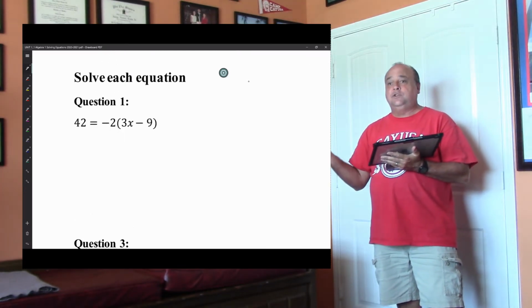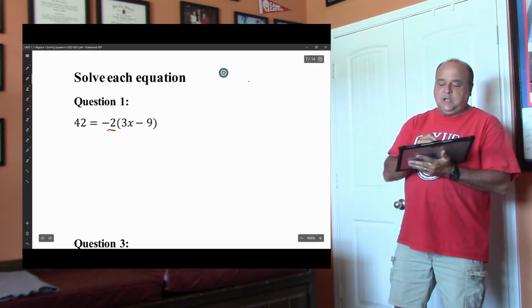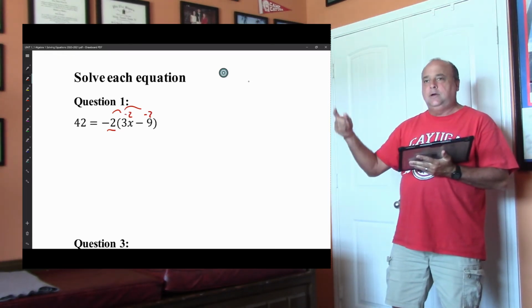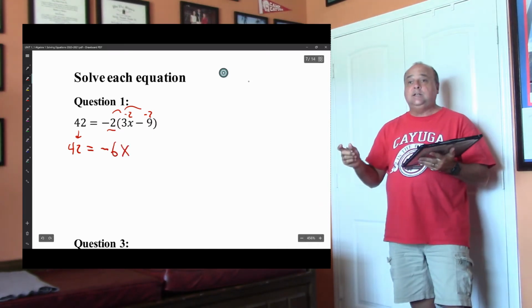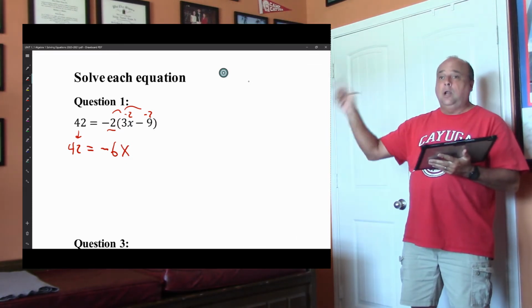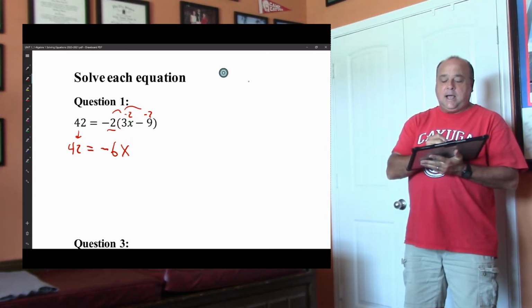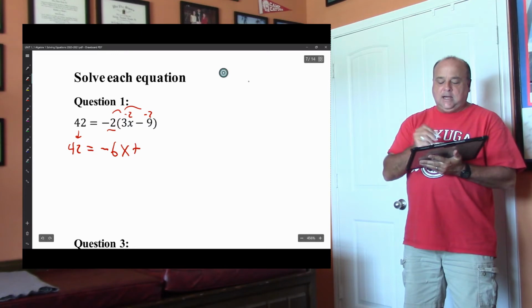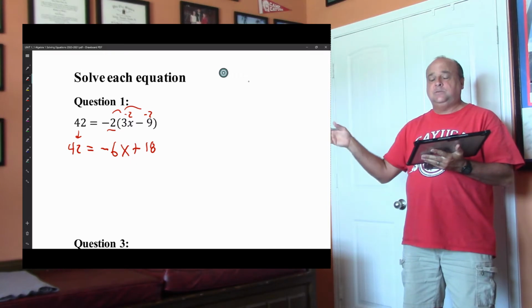Notice that these problems have distributive property in them, don't we? So the first thing we're going to do is to get rid of the parentheses. So we're going to take the negative 2 and distribute it. And remember, we're going to do sign, number, letter, exponent. So the 42 drops equals, now then a negative times a positive is a negative. 2 times 3 is 6. The letter is X. What did I just write down? Sign, number, letter. It's all Algebra 1 is, over and over. Sign, number, letter. Now then we're going to multiply a negative times a negative, which is a positive, and 2 times 9 is 18. Okay, so now we have 42 equals negative 6x plus 18.